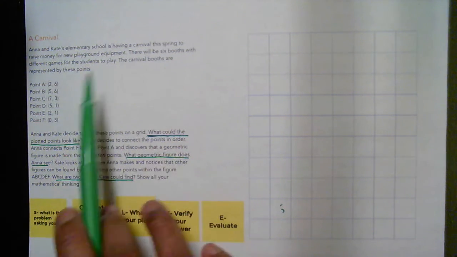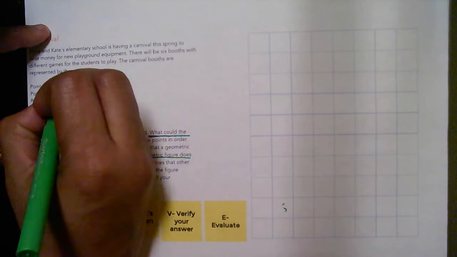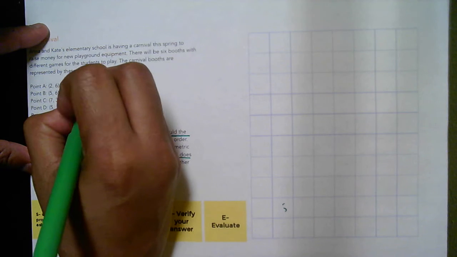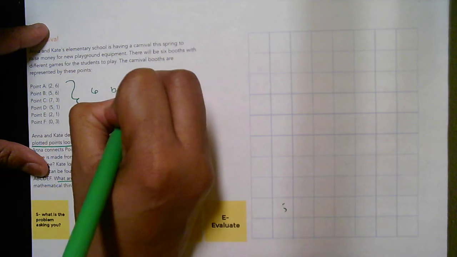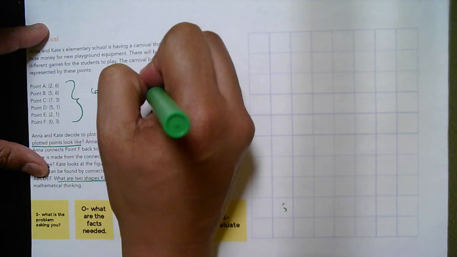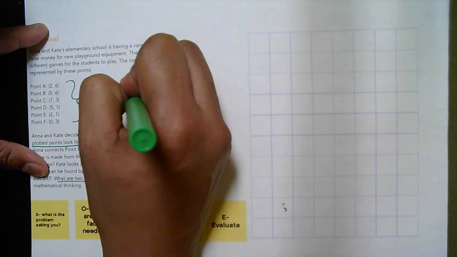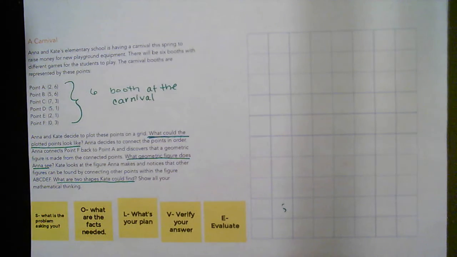So as I read these word problems, I made a note to myself saying that these are the 6 booths at the carnival. Okay? These will be the 6 booths that will be at the carnival. Let's continue.